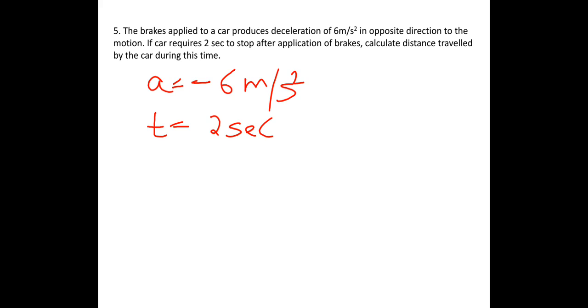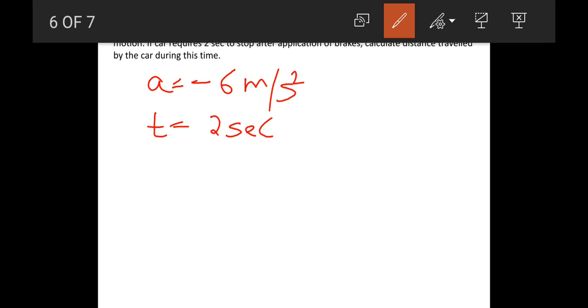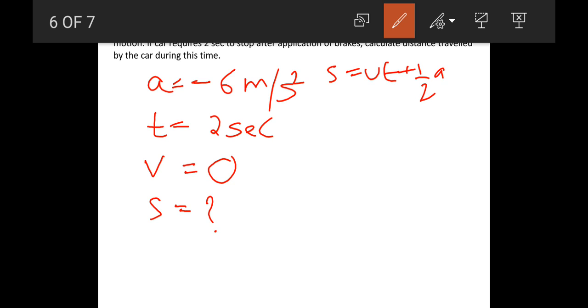Now when a car moves after applying brakes, it suddenly comes to a stop. So your final velocity is 0. Right? What you have to find is S. Okay. Now what to do? To find S, you have two equations. One is S equal to ut plus half at square. And one is v square equal to u square plus 2as. Or 2as equal to v square minus u square.